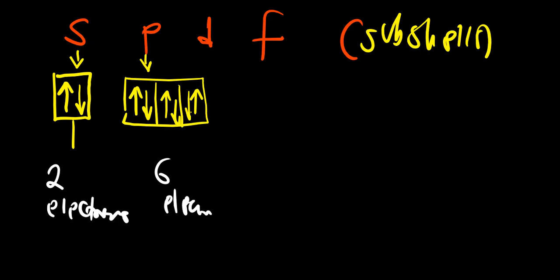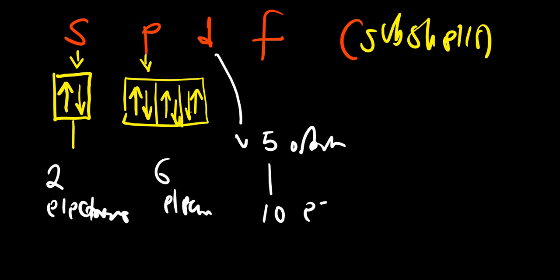Then for the d subshell, it has 5 orbitals, so the maximum number of electrons that it can hold is 10 electrons. Then for the f subshell, it has 7 orbitals. Okay, 7 orbitals, like that. I just wanted to illustrate this point.